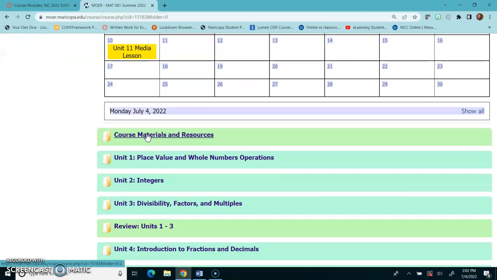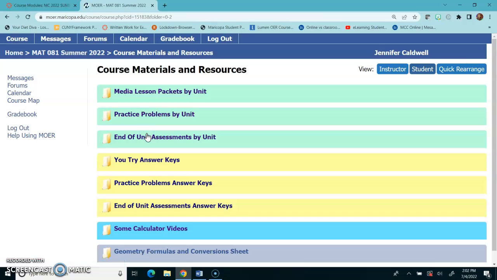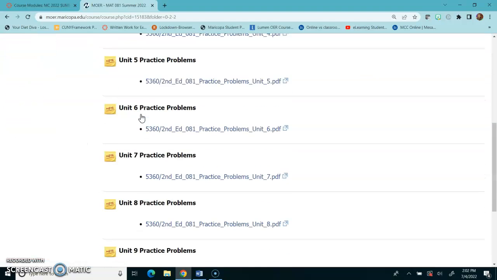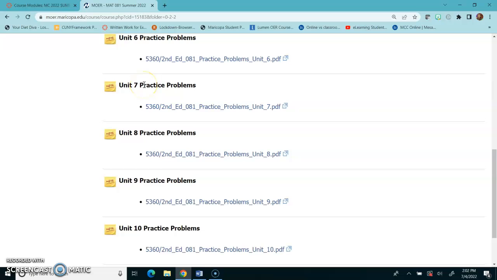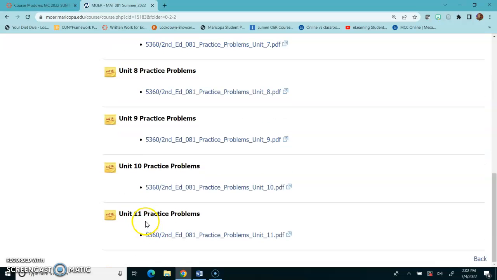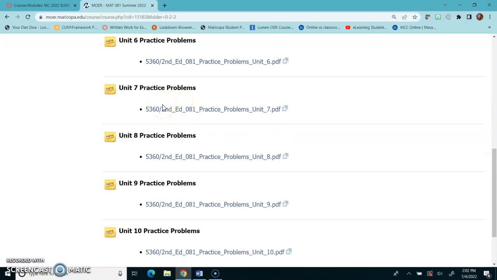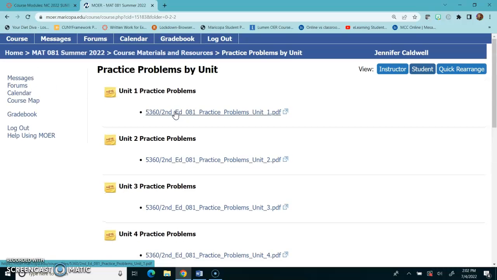If you go into this first folder called Course Materials and Resources, you'll notice we have practice problems by unit. What that does is it breaks down each unit. So if you're studying for exam 2, you would focus on unit 7, 8, 9, 10, and 11. These are PDF files of practice problems. So let's say you did all the homework in More, you did the quizzes in More, but you just want to do some extra practice problems. You can just open up these PDFs, print them out, or you can just look at them on your computer and complete them on a separate sheet of paper to get a lot more practice in before you take the exam.